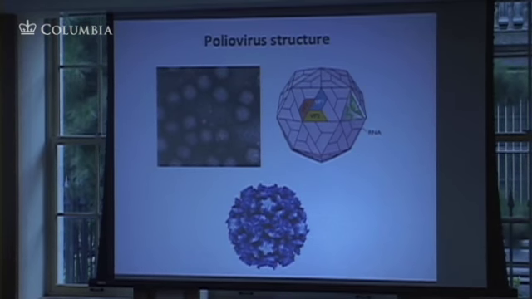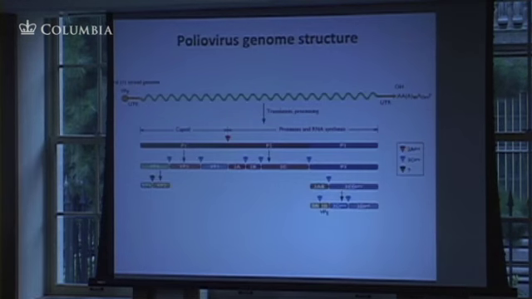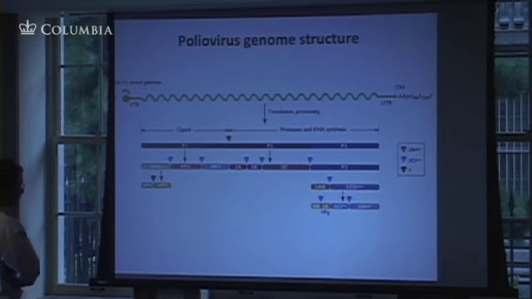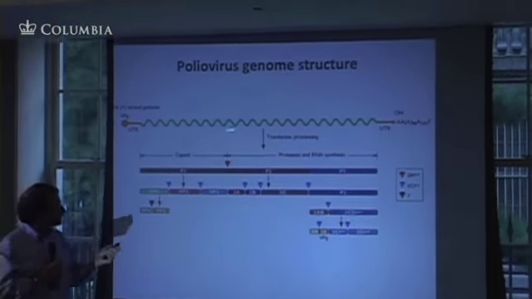So we can learn a lot from these structures. We can learn where antibodies bind that protect you against infection. We can learn how these initiate infection to get into cells. So this is one of the first viruses to have its structure solved in 1985, and many others have since followed. Now, inside that capsid, or protein shell, is the nucleic acid of the virus, and that's shown schematically here.